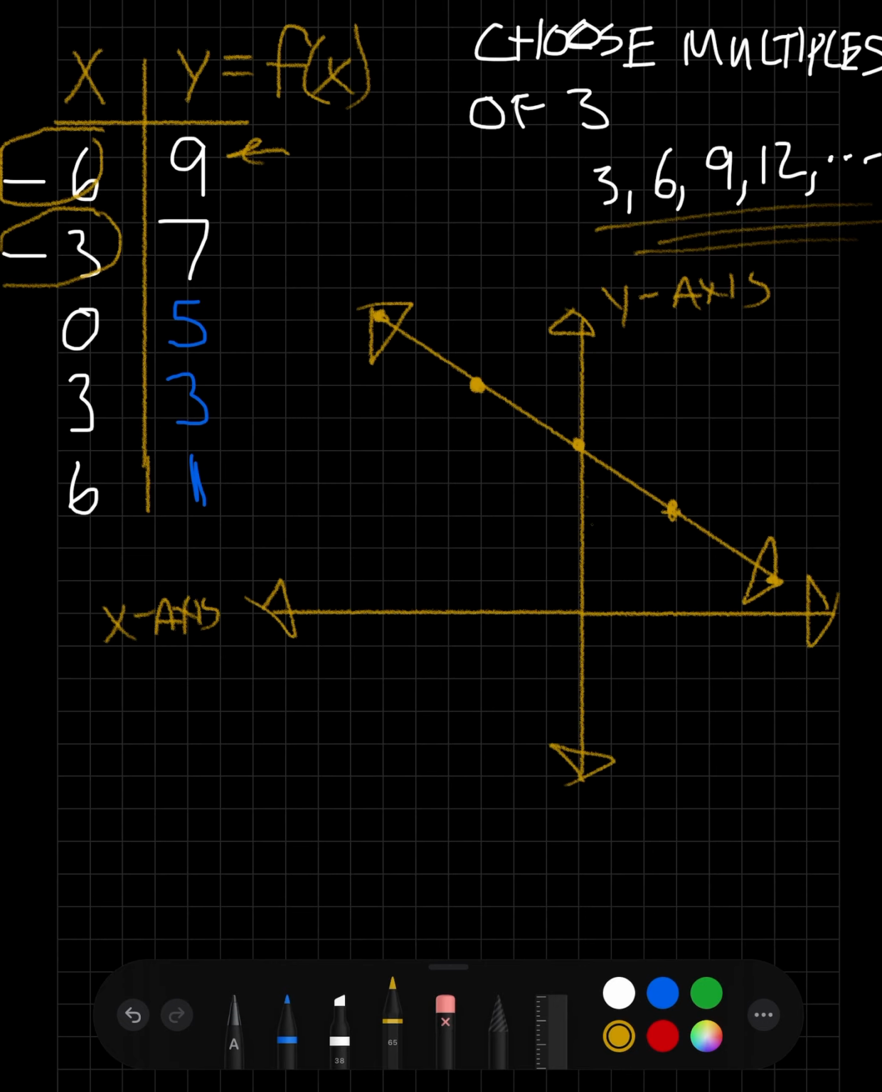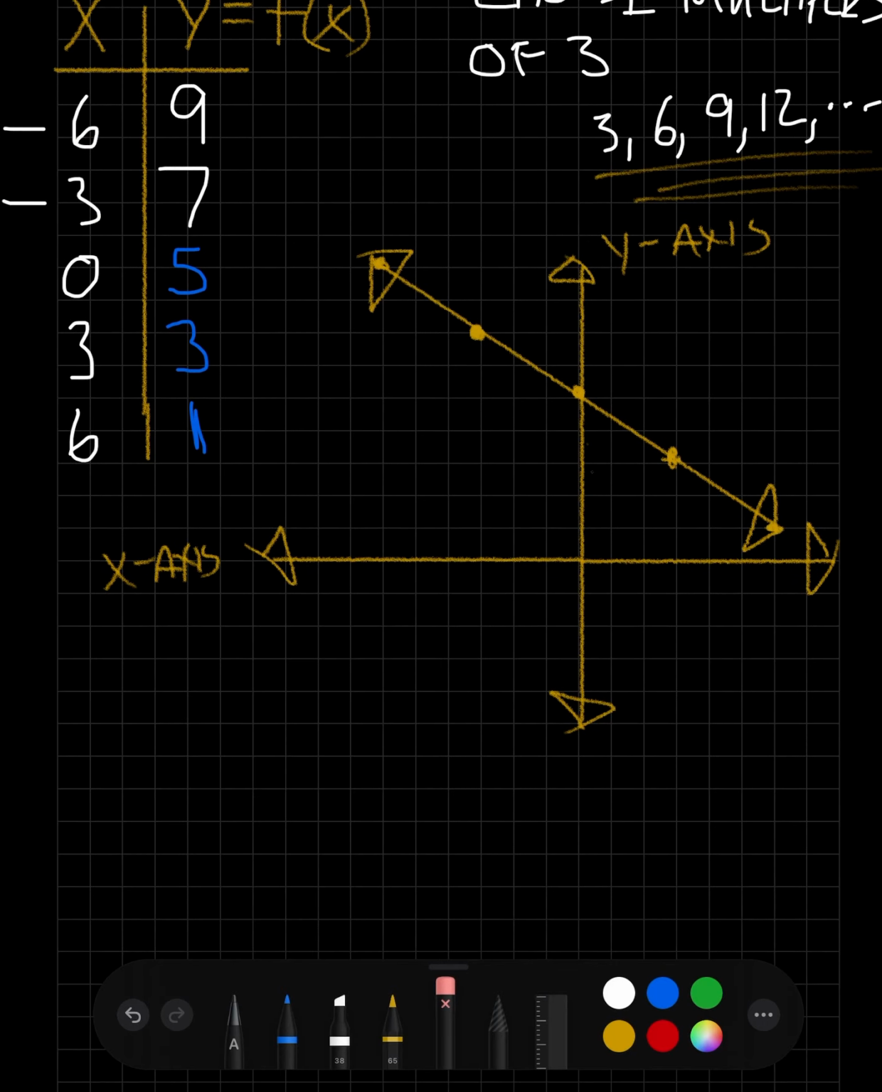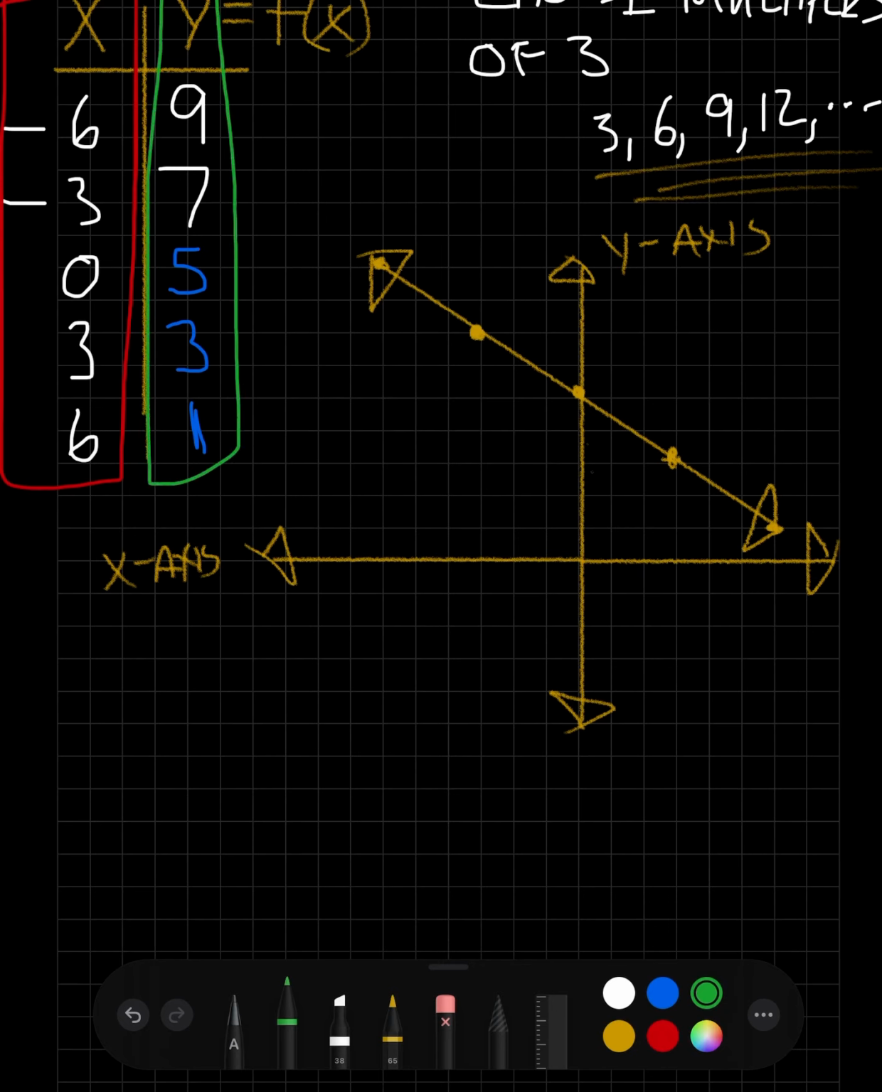And I want to point something out to you that's going to help us in the next step of graphing lines. There's a pattern here when you look at your x and y values. So take a look at your x values. Here I'm circling in red. And your output values, your y values, I'm circling in green.